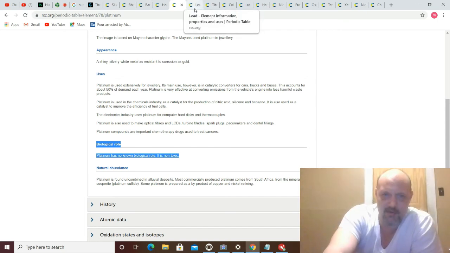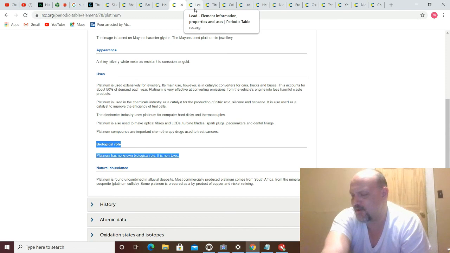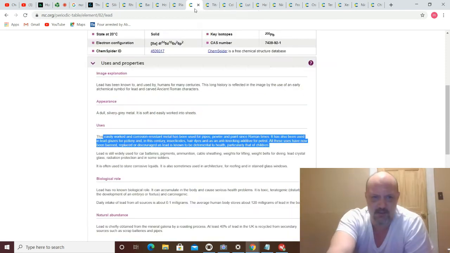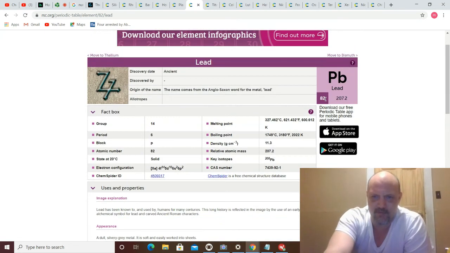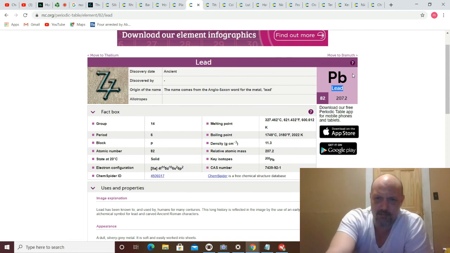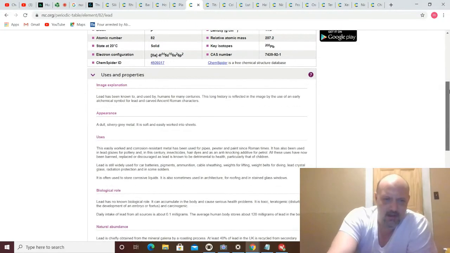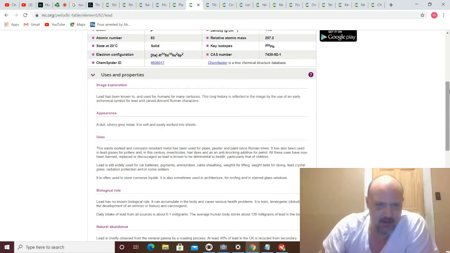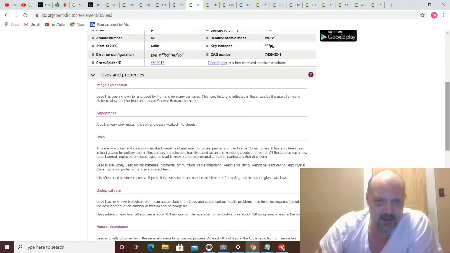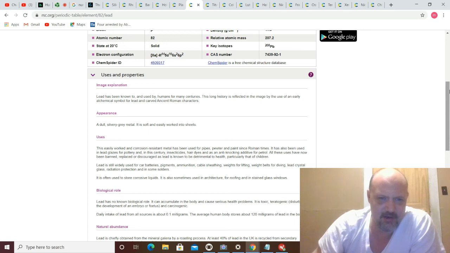All right. If you move on from that, you have atomic number 82, and that ends up being lead. I think we all know what lead is. Pb is its symbol on the periodic table. It's a dull, silvery gray metal. It is soft and easily worked into sheets. It's a corrosion-resistant metal.